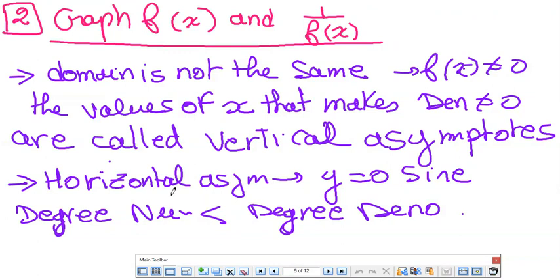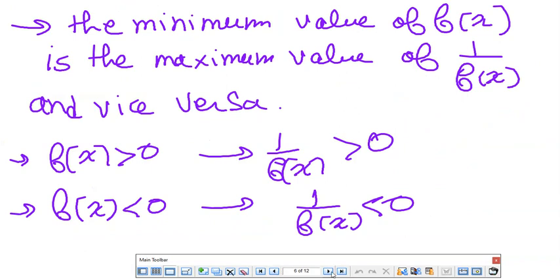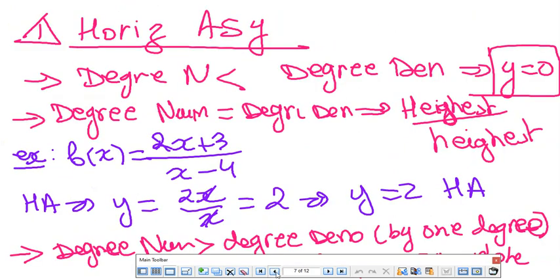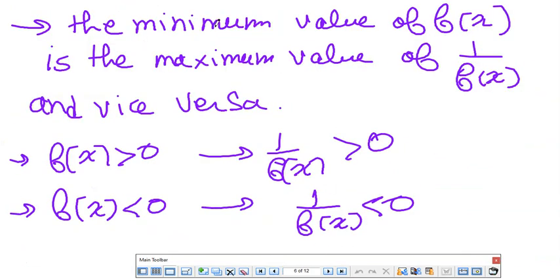How are you going to find the horizontal asymptote? It's y equal to 0 because the degree of the numerator is less than the degree of the denominator. So the horizontal asymptote is y equal to 0. I will give you a remark about the horizontal asymptote after this one. Let me finish now. The minimum value of f of x will be the maximum value of 1 over f of x, and vice versa. If f of x has a maximum, it's going to be a minimum for 1 over f of x. Where f of x is positive, 1 over f of x is also going to stay positive, and when it's negative, it's negative. How are we going to draw it? Let's take our time to do that.